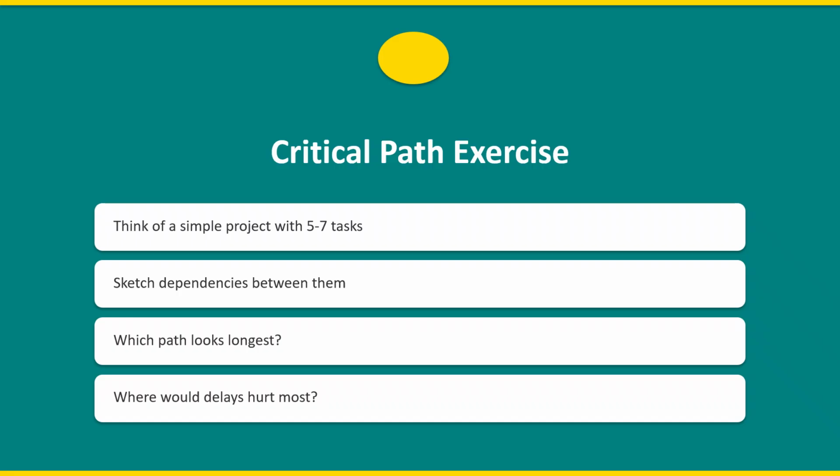Let's practice. Think of a simple project you know well, perhaps with 5 to 7 tasks. Sketch the dependencies between them. Draw arrows showing what must complete before what can start. Which path through the project looks longest? That's likely your critical path. Where would delays hurt most? Tasks on that longest path are where problems become project delays. This quick sketch can reveal insights even without formal calculation.